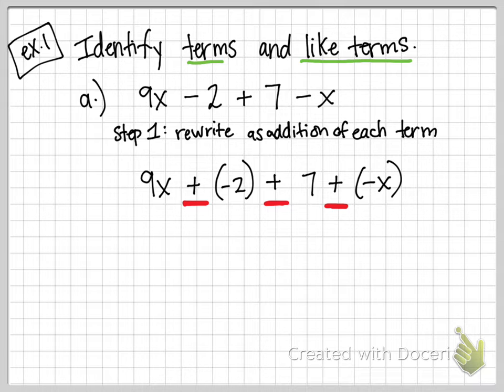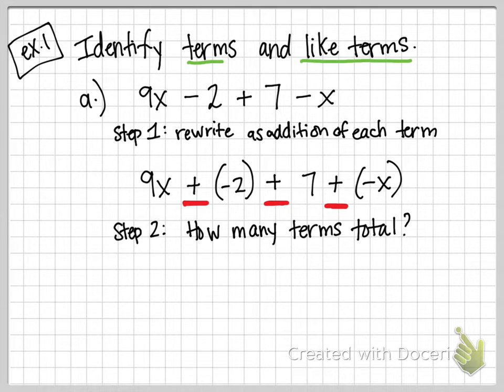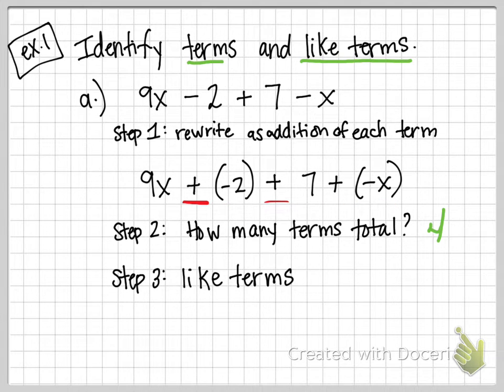And then the second part of this was to identify, so we could see now the 4 terms before, but if you couldn't see them before, 1, 2, 3, 4 terms in this expression. Step 2, how many terms total? What did we say? 4. 4 terms total. There are 4 separate terms. And then the last part of this asks us to identify the like terms.